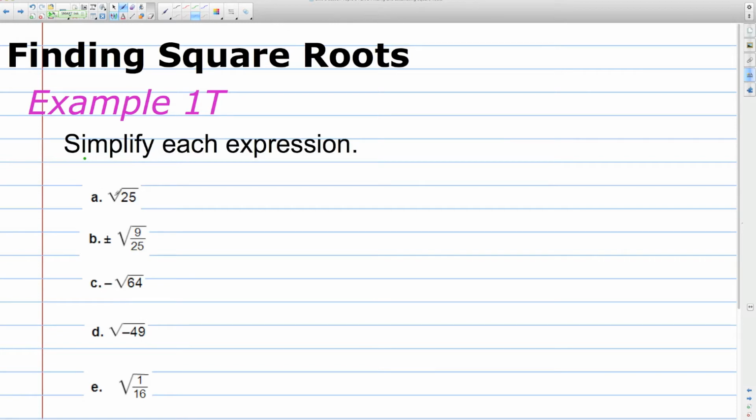Well, the first expression in A is the square root of 25. Now remember, taking the square root of a number is the opposite of squaring a number. So you've got to ask yourself, what number squared gives me 25? And since there's no sign out here, we want the positive or principal square root. And the number squared that gives 25 is 5. Okay, and you might even put a reason down here because 5 squared is equal to 25.